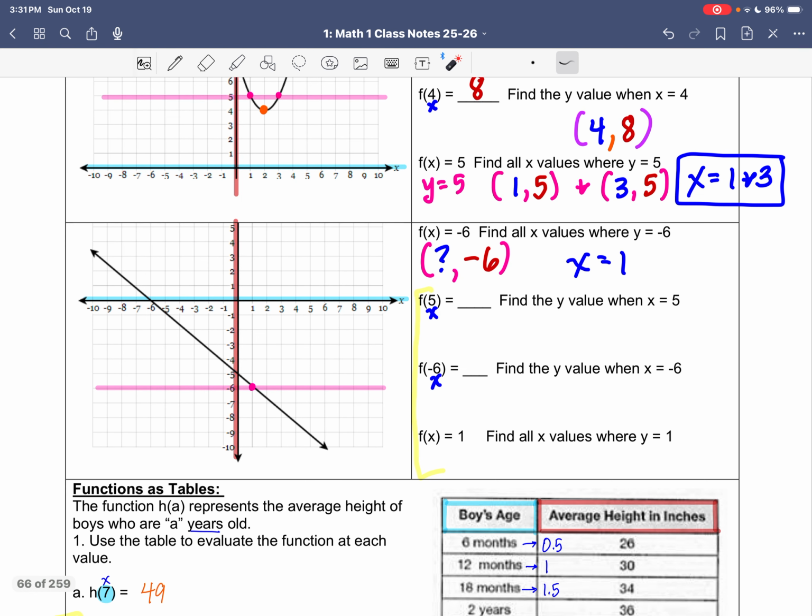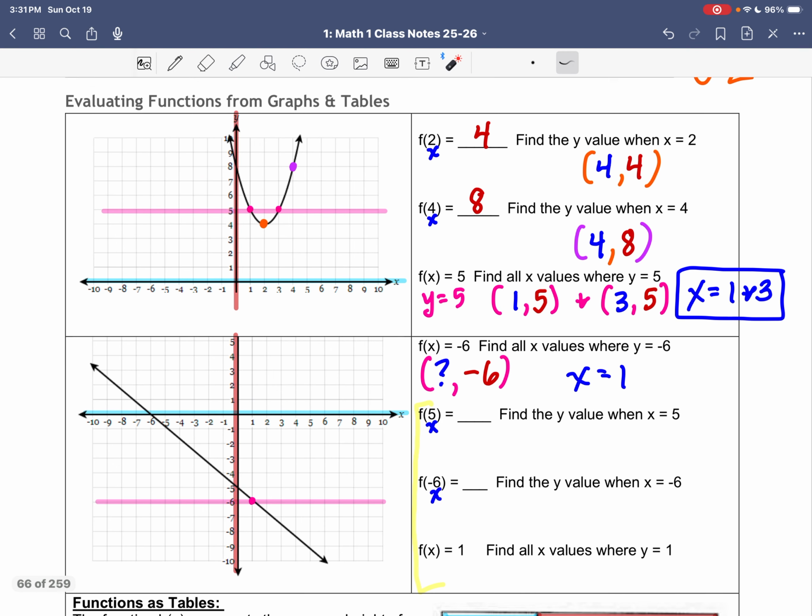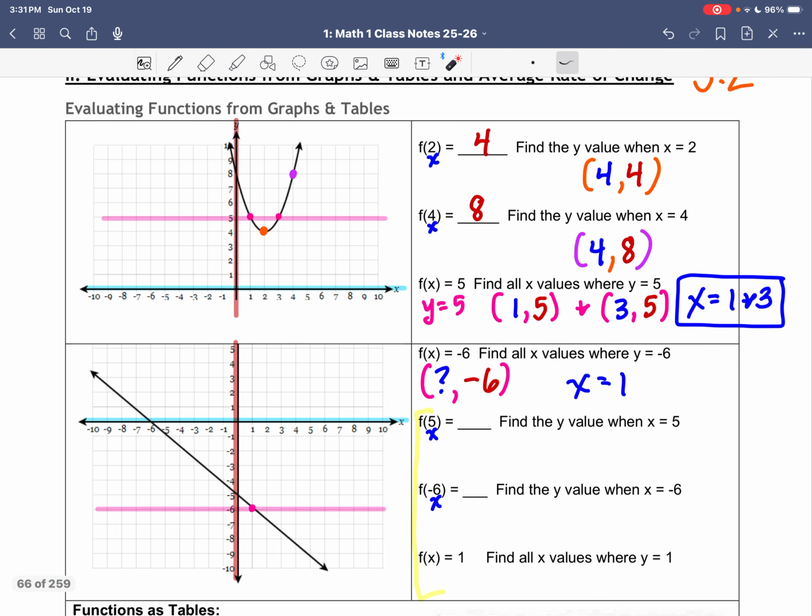All right, now let's look at this one. I'll get you started and you're going to do the rest. It says f of x equals negative 6. Find all the x values where y equals negative 6. So again, you're going to go to your y, and all your y's are going to be negative 6. The only point where it hits the line is at this point, which is (1, negative 6). So I know x would be 1. I want you to go through and find those values. Remember, you can make an ordered pair if that helps you, or just look at the graph and follow along.